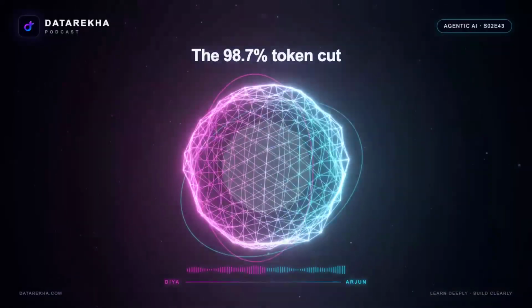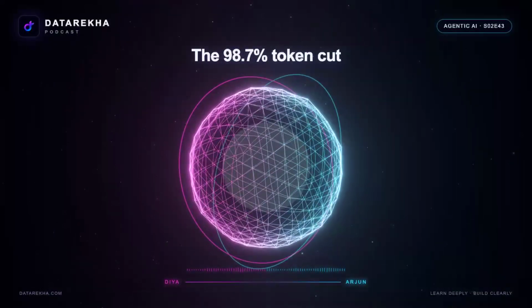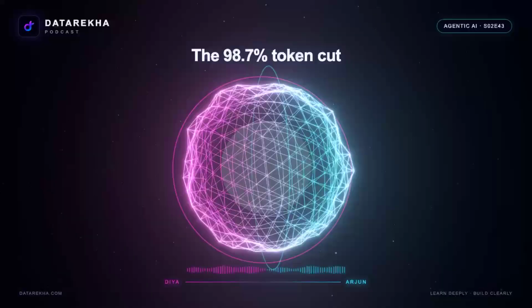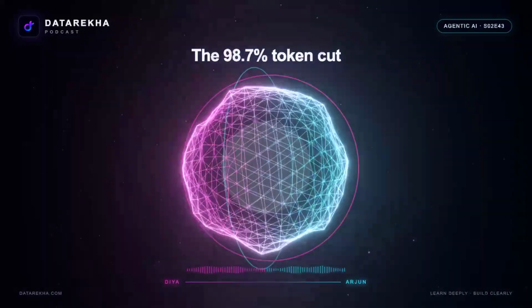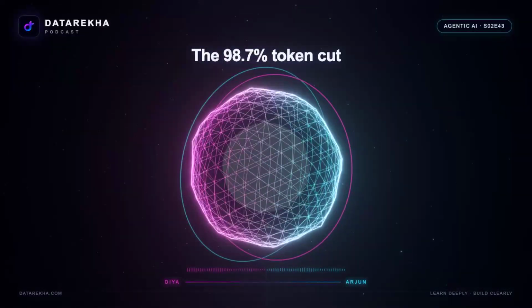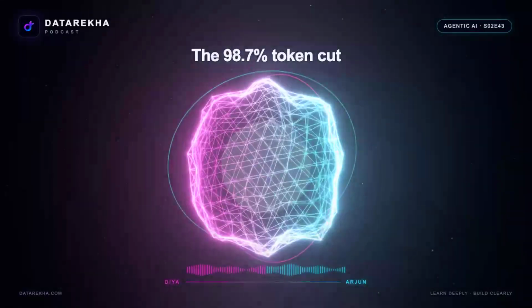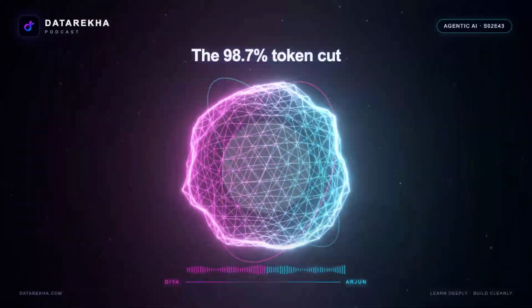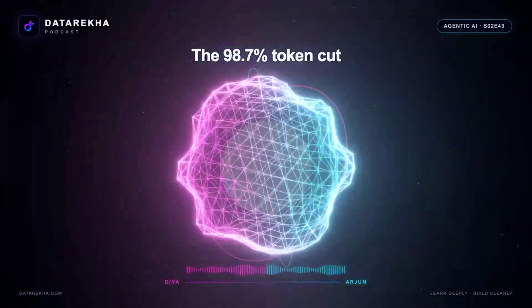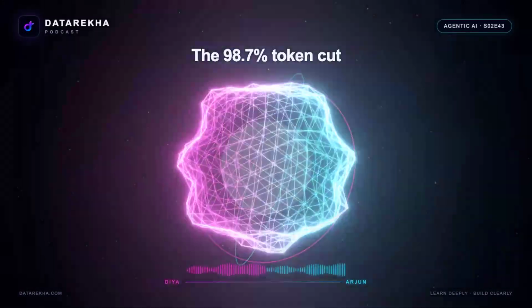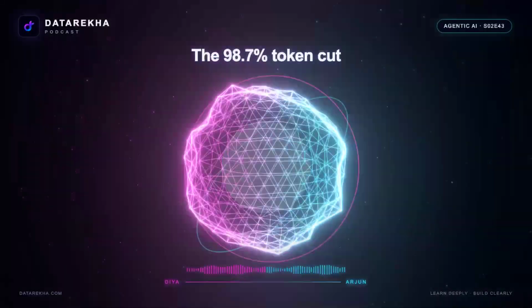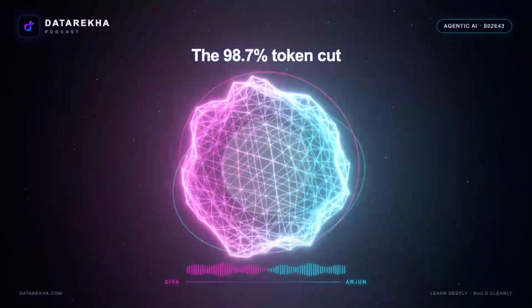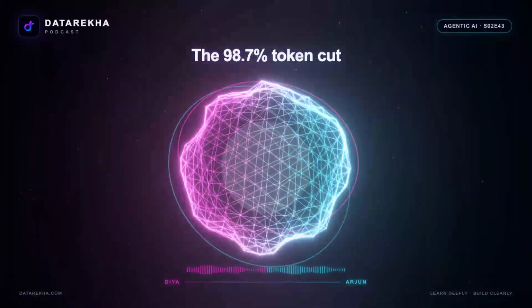And that's where the 98.7% comes from. Anthropic's number? Their reported figure, 150,000 tokens down to 2,000. On tool-heavy tasks, up to a 98.7% reduction, with cost and latency falling right alongside. And a bonus you might not expect, less context rot, because the window stays small and focused instead of stuffed with junk it has to read past.